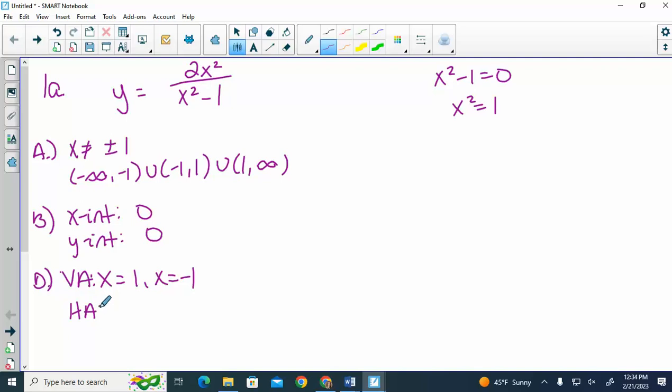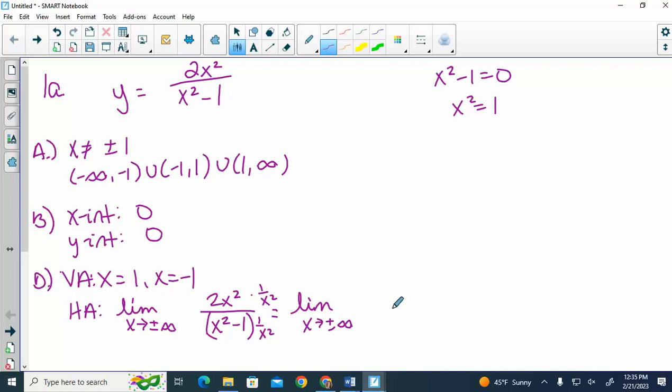How did I have you find the horizontal? Limit as x approaches plus or minus infinity of 2x squared over x squared minus 1. So if we divide everything by the highest power of x, we'll take everything times 1 over x squared. So we get 2 over 1 minus 1 over x squared. And this is helpful because anytime you have a number over infinity, that turns into 0, so we get 2. So the horizontal is y equals 2.